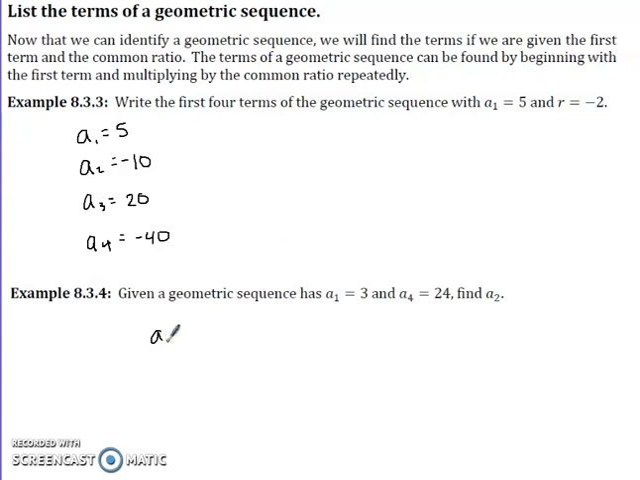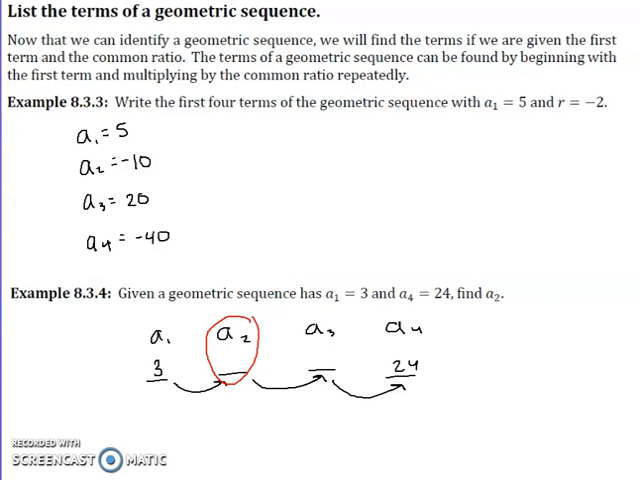So here we're told the value of A1 is going to be 3. We're not told A2 or A3, but we are told that A4 is 24. So I multiply by a certain number to get to A2, and then by that common ratio again to get to A3, and then by that common ratio a third time to get to 24. What we are asked to find here is the value of A2. So what I know is that I started at 3 and I multiplied by r, then by r, then by r a third time to get to 24.